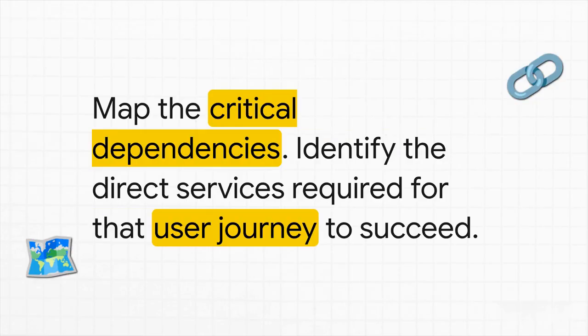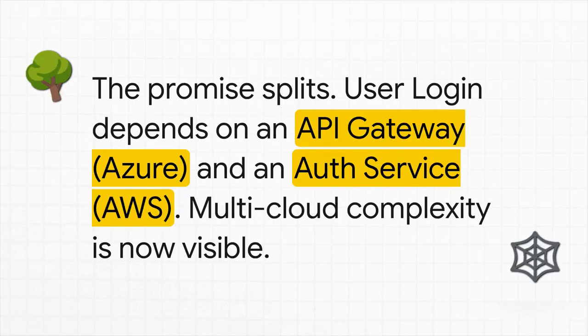So next, you ask a really simple but powerful question. For a user login to actually succeed, what services absolutely have to be working? You're not trying to map the entire universe here. You're just identifying that first layer of direct critical dependencies. And bam, just like that, our tree starts to grow. That single user promise immediately splits. We can see right away that the login depends on an API gateway running in Azure and an authentication service running in AWS. The multi-cloud complexity is instantly visible.